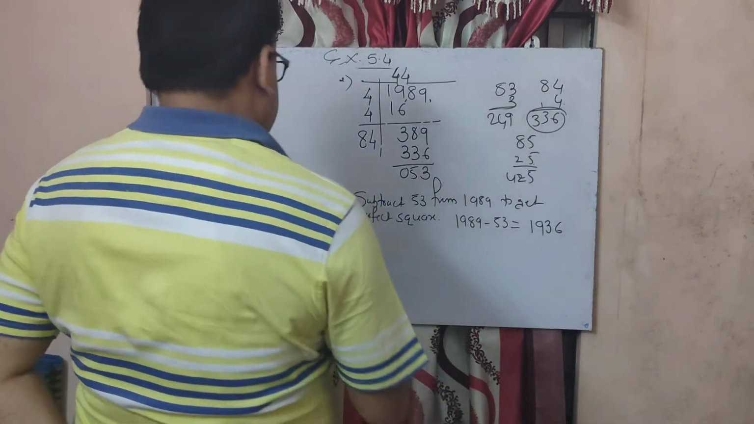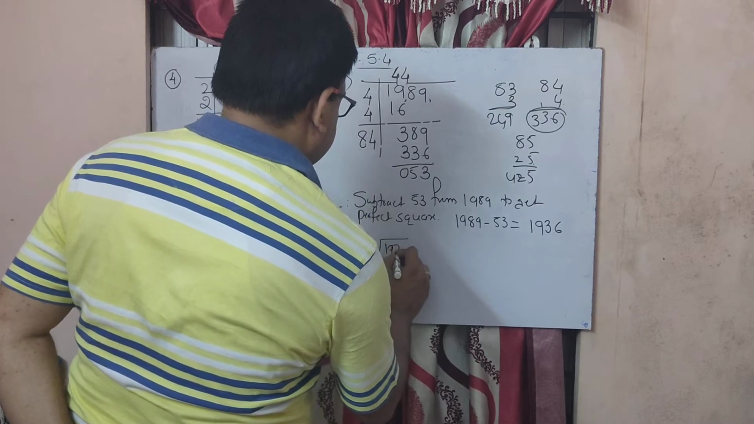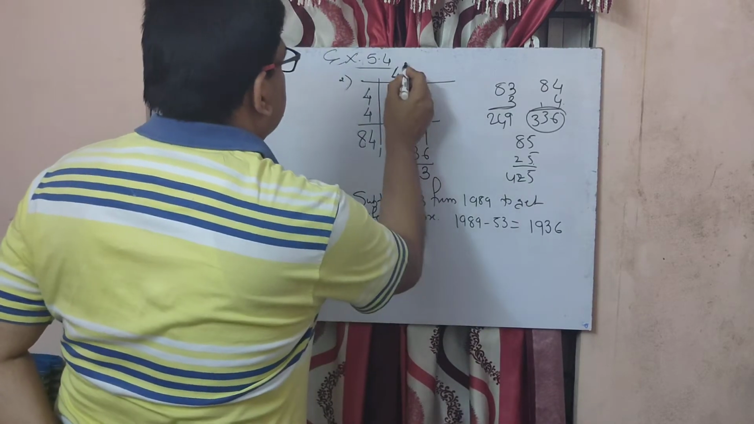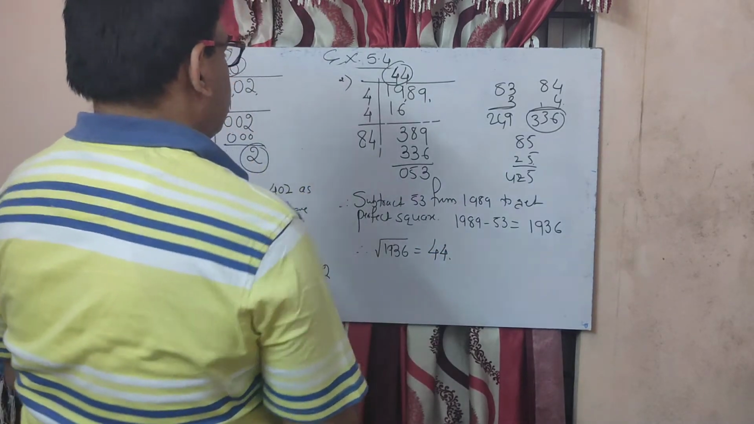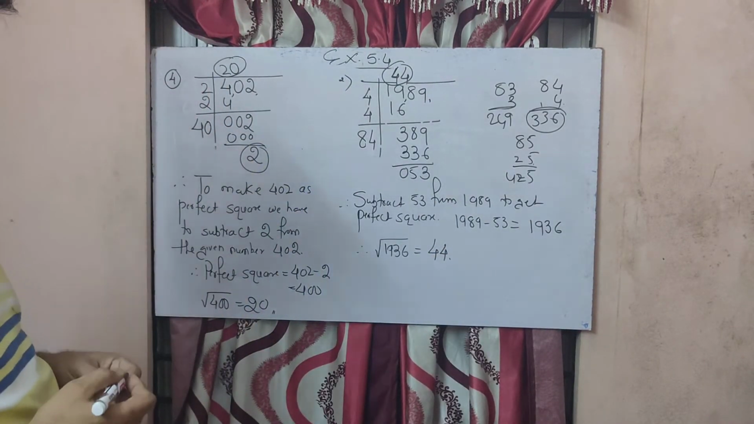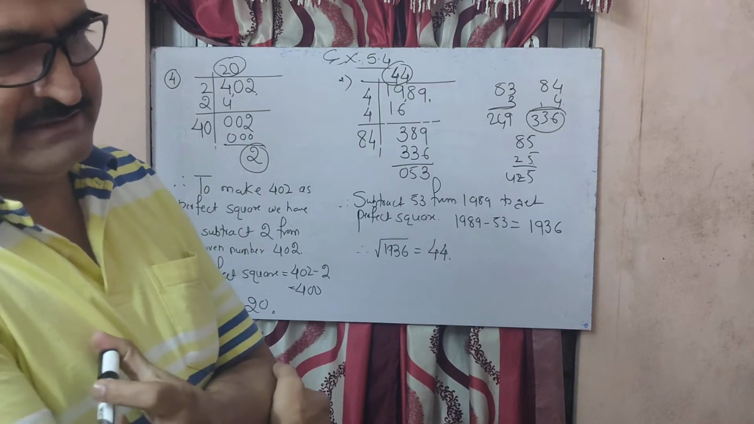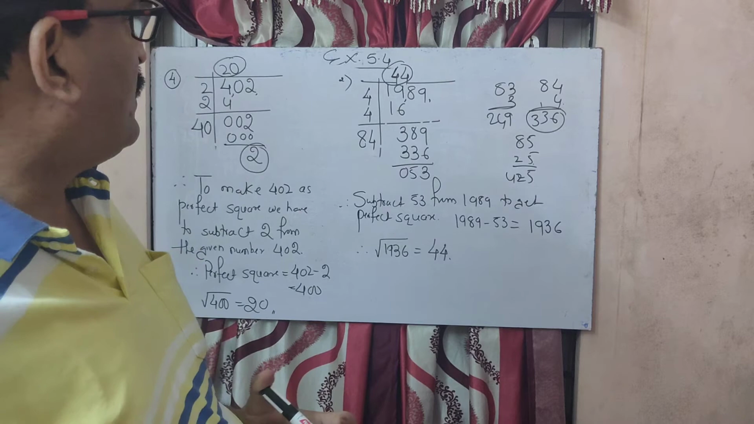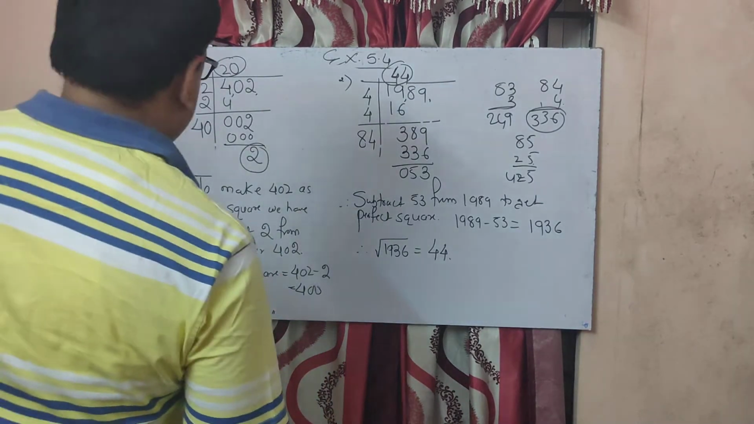1936. Therefore, the square root of 1936 is how much? Here it is, 44. If you multiply 44 into 44, you will get 1936. So this is how we have to do it. Now let us do the next example, the third one.